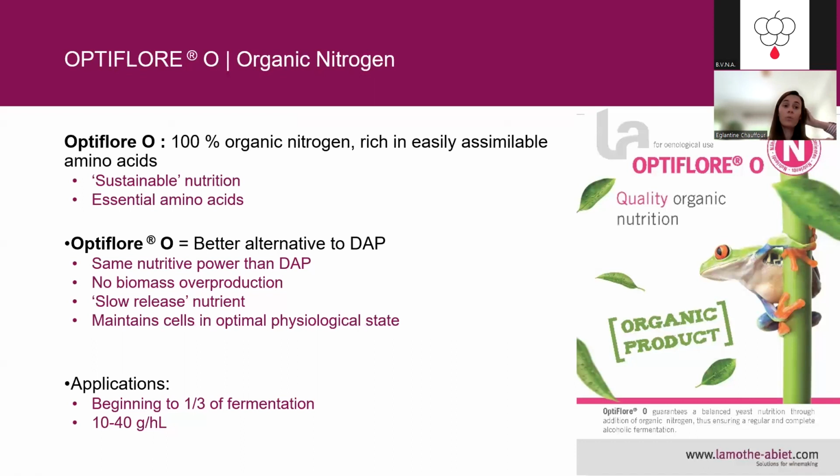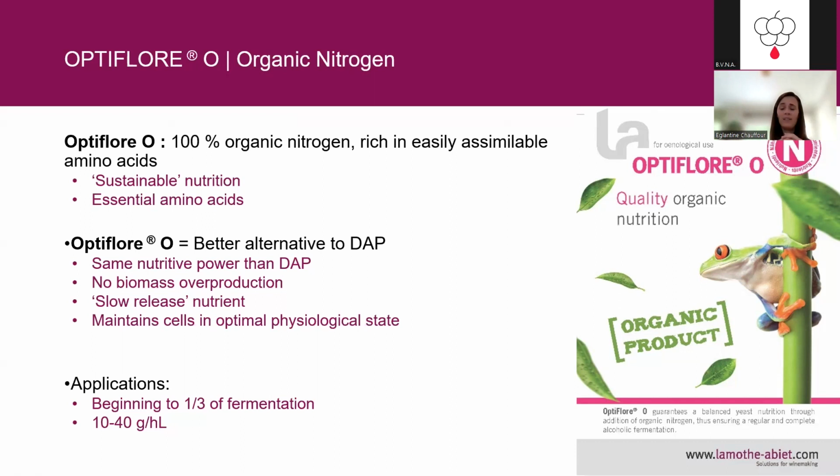We always recommend to put it at the beginning so you don't give the yeast the choice between DAP and amino acids. You give her only amino acids, so she will eat them and she will just have a better metabolism. So when you give amino acids, it is a more sustainable nutrition. We call it more sustainable nutrition because, compared to DAP or ammonia, it will not lead to a biomass overproduction.